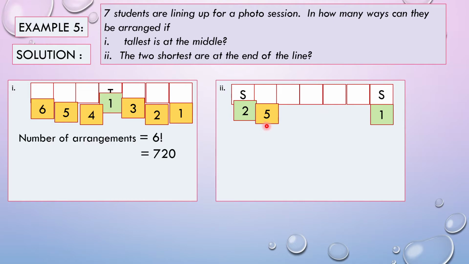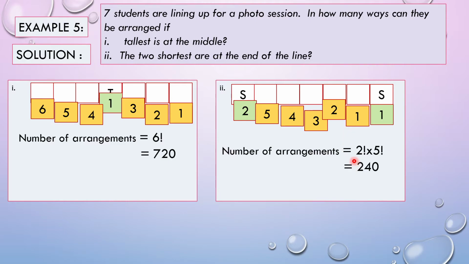Okay, so therefore we have 5, 4, 3, 2 and 1. So multiply all these numbers, you'll get 240. Or another way of answering: since we have 2 short students, it is 2 factorial to arrange these 2 shortest students. The rest, another 5 to arrange, therefore it is 5 factorial. So multiply all this, again you will get the same answer, that is 240.